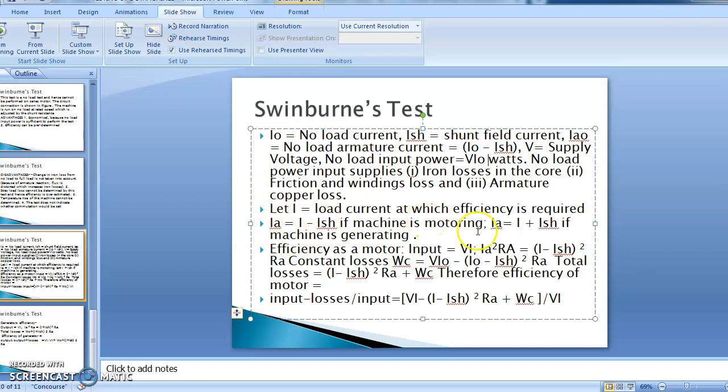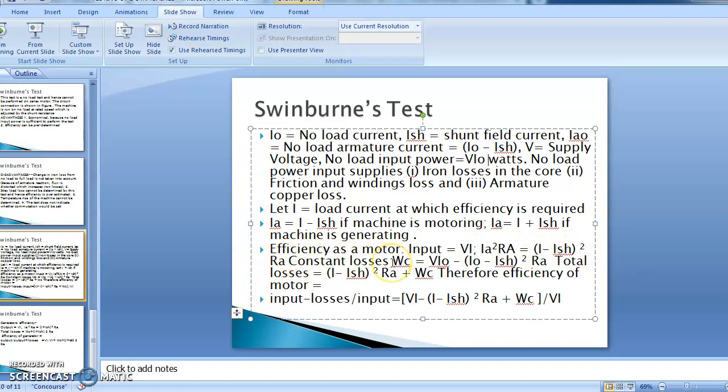if the machine is motoring. This equation is true for motoring, and if the machine is in generating mode, in that case IA is equal to I plus ISH. Now efficiency as a motor. The input power we have already calculated as V into I. Now the losses across the armature are equal to IA square into RA, armature resistance, that will be, in case of motor, (I minus ISH) square into RA.